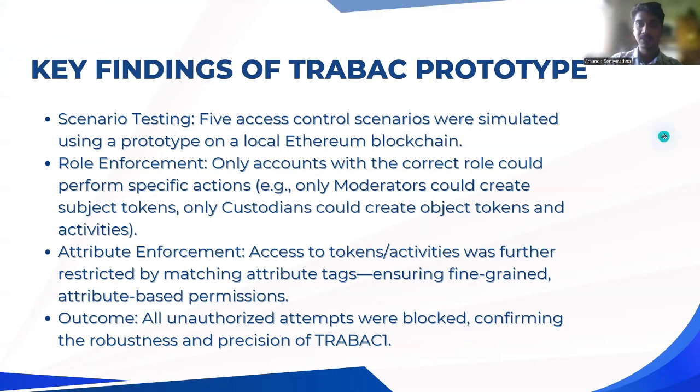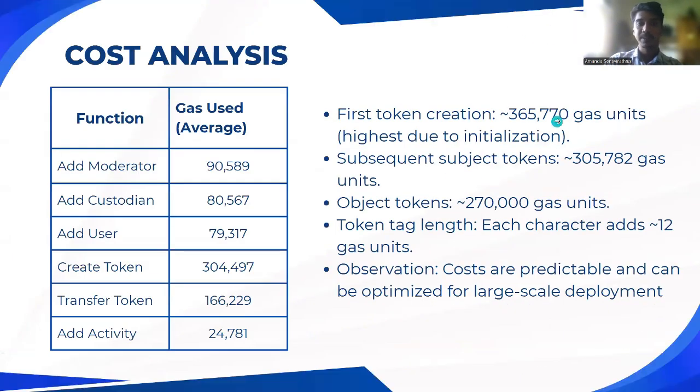Let's move to the cost analysis part, where I'm going to explain how the cost is distributed around each function. Every transaction on Ethereum incurs a fee measured in gas units. The complexity of the smart contract and the amount of data processed determine the gas cost. In our test, adding a moderator cost about 90,000 gas units, while creating a new token required roughly 305,000 gas units. The very first token creation was more expensive at around 365,000 gas units due to initialization overhead.